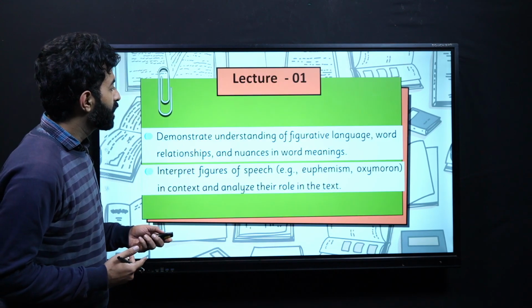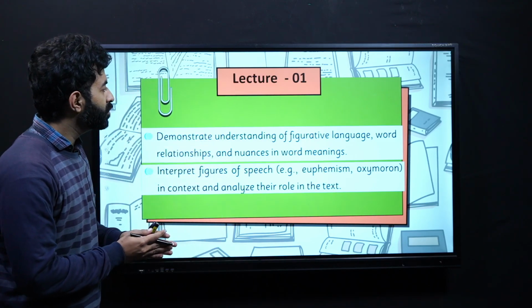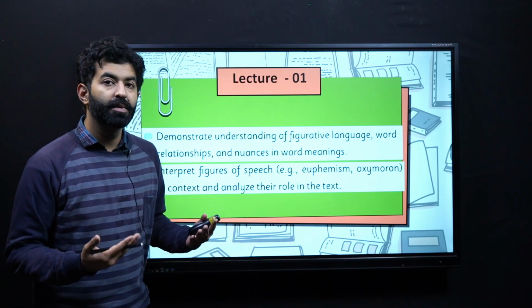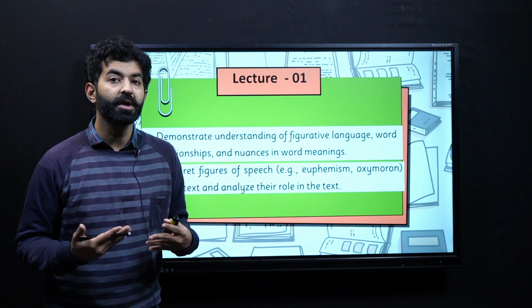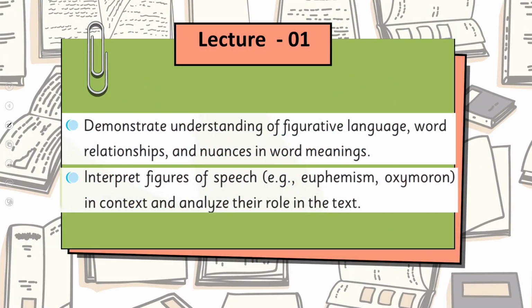Now, let's talk about our lecture number 1. In this lecture, we are going to talk about the competency of vocabulary. Now, in vocabulary, we know we are dealing with words. So, our SLO says, demonstrate understanding of figurative language. We know what figurative language is. It's language with a lot of different literary devices, poetic devices, figures of speech, and it is mostly found in your prose and also mostly in your poetry.